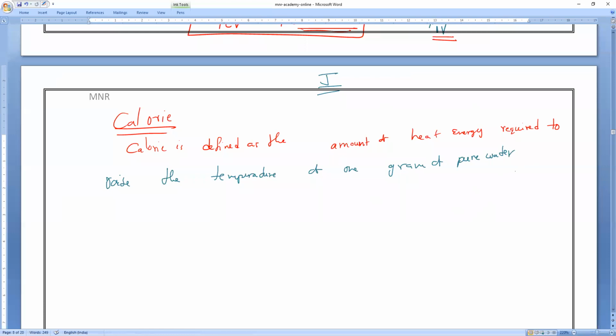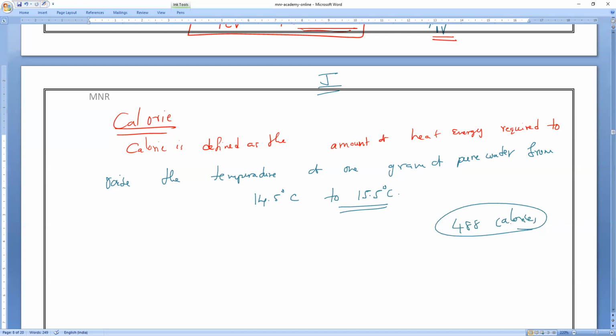1 gram of pure water, there is a fixed temperature also. So please learn it. From 15.45 degrees Celsius to 15.5 degrees Celsius. This is what is called a calorie. A Snickers has 488 calories. That is what it is called a calorie. Please learn the definition of calories.